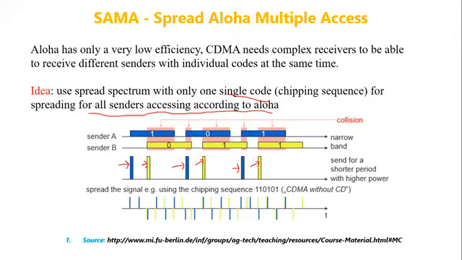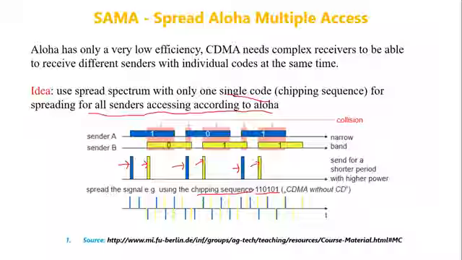But always you may not have a high power for transmitting. So instead we can use a chipping sequence to transmit the data. This is the chipping sequence that will be followed: 110101. This is an example. Whenever there is a 1, the signal will be transmitted in the upper side. Whenever there is a 0, the signal will be transmitted downwards.